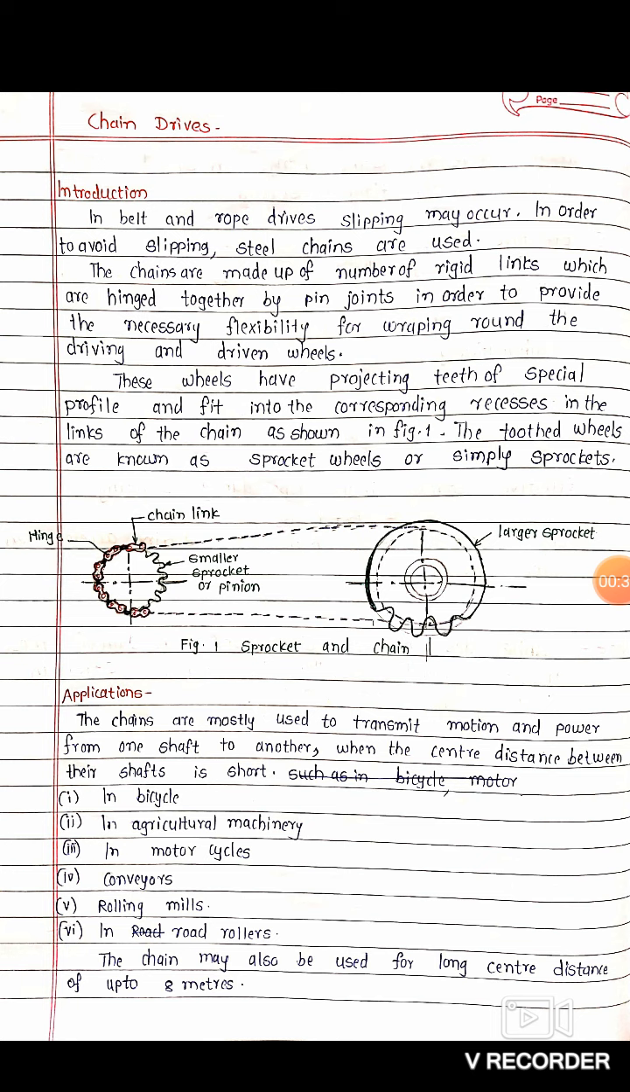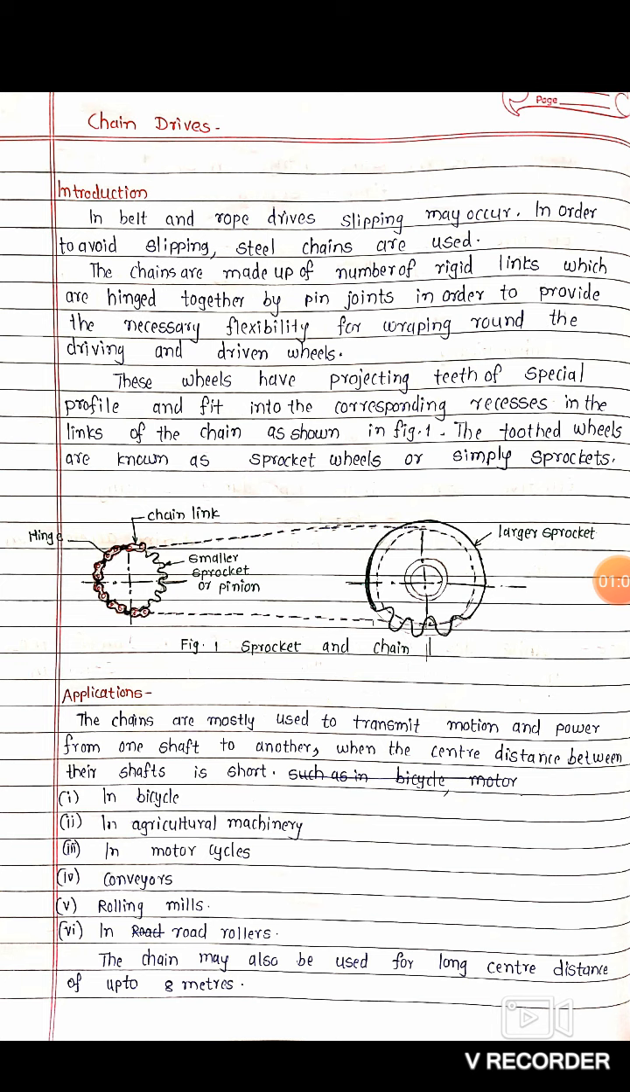We start with introduction of chain drives. In belt and rope drives, slipping may occur. In order to avoid the slipping, steel chains are used. The chains are made of number of rigid links which are hinged together by pin joints in order to provide the necessary flexibility for wrapping around the driving and driven wheels.